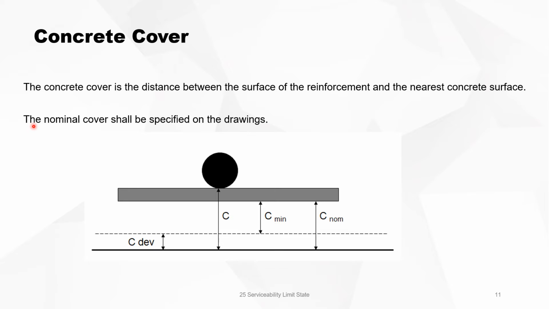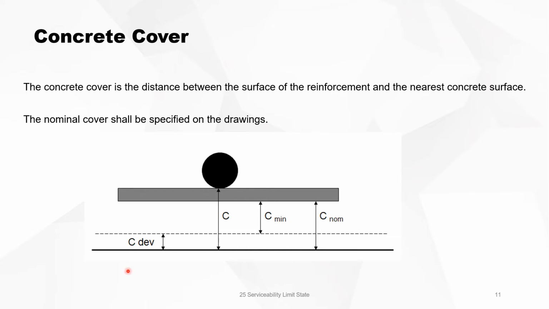Then we have almost everything for the total depth, but now we need to know something about the concrete cover. How are we going to calculate the concrete cover? The concrete cover is the distance between the surface of the reinforcement and the nearest concrete surface. This is C nominal. For this bar here, if this is the nearest concrete surface, then C nominal is the concrete cover. For this bar, the concrete cover is C, this one.